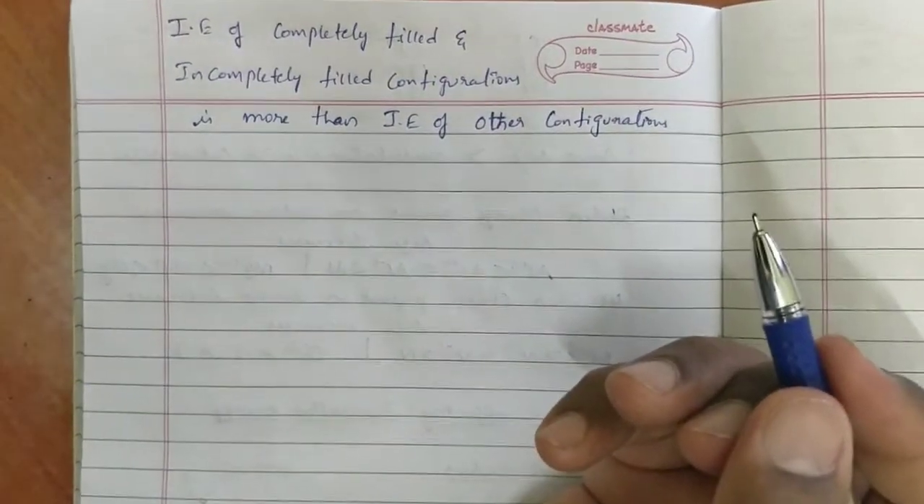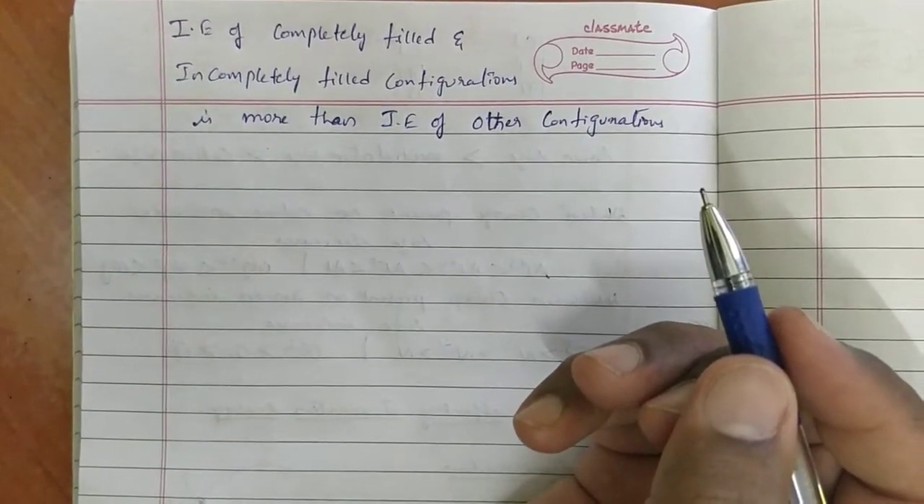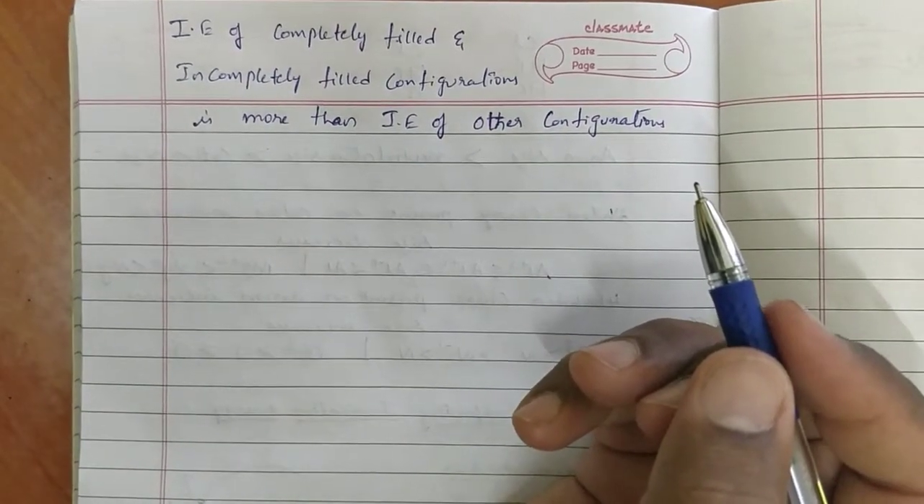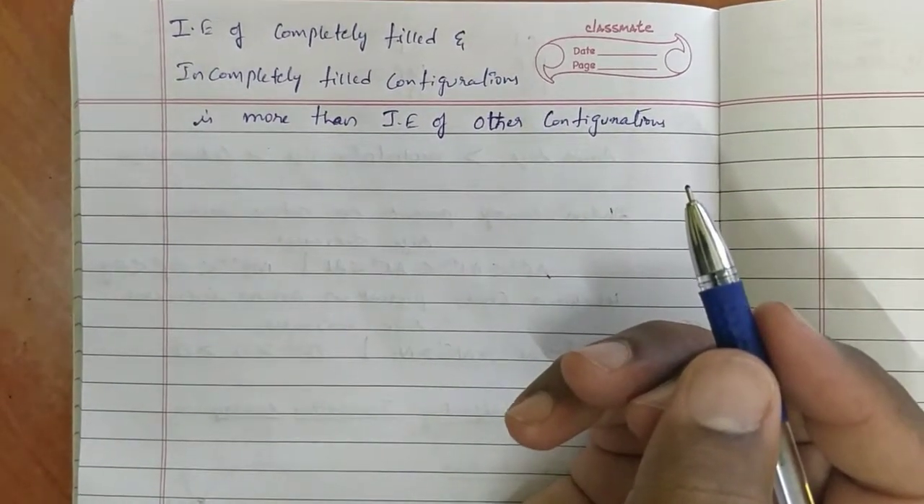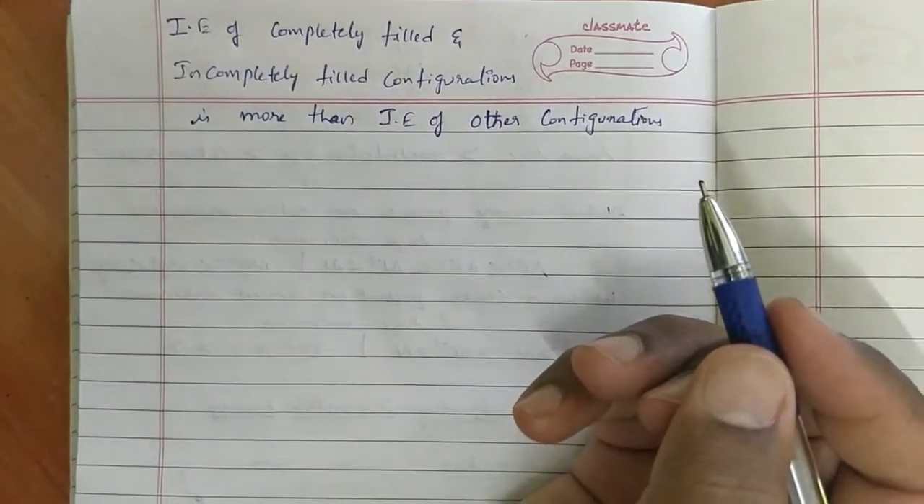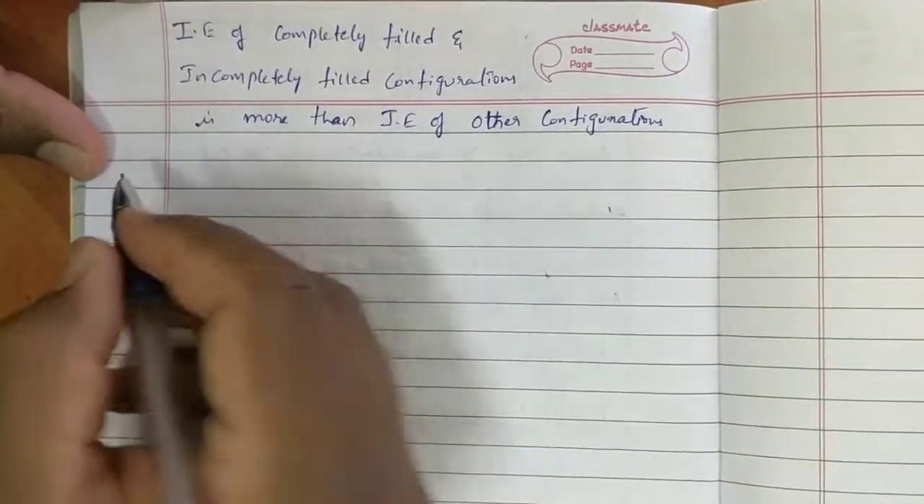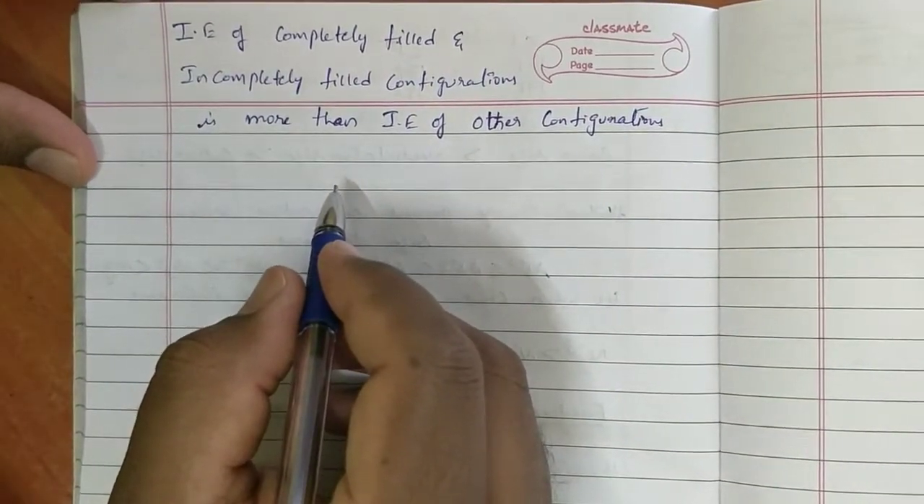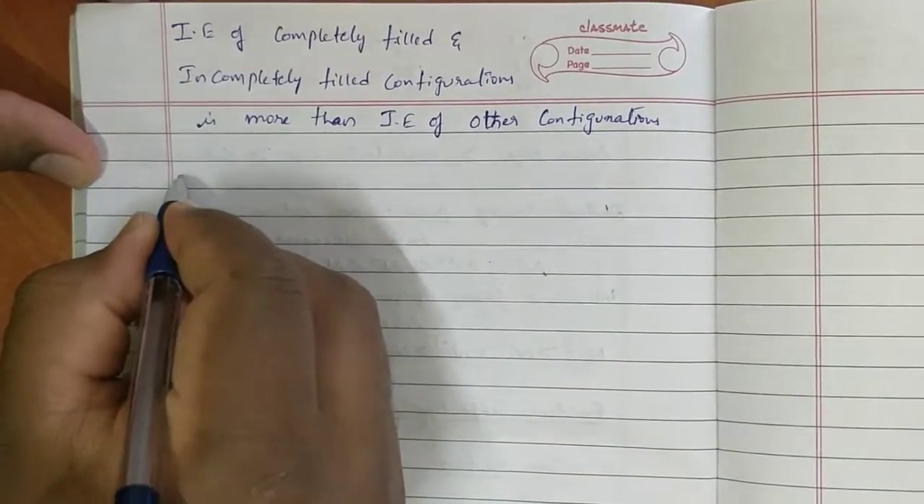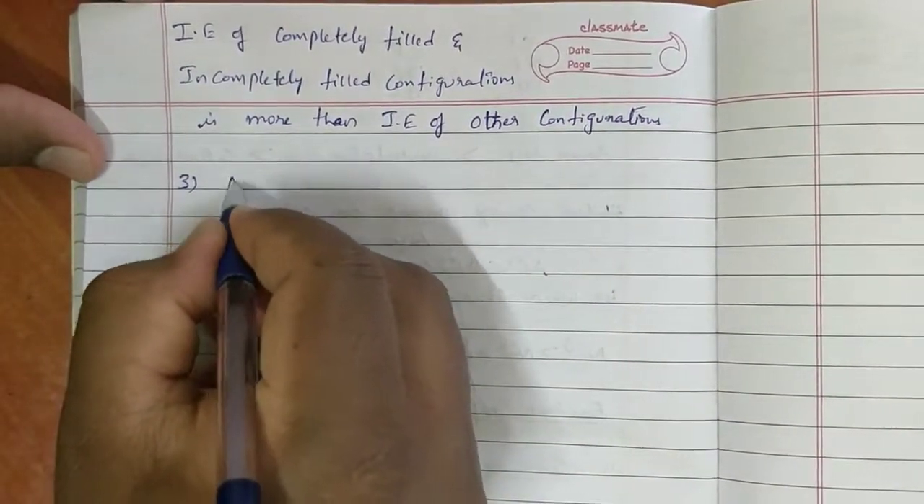This is not affected by size also. Even though size is small, according to the configuration only we can give the order. This is about the second factor, which is electronic configuration. And next, the third one, nuclear charge.